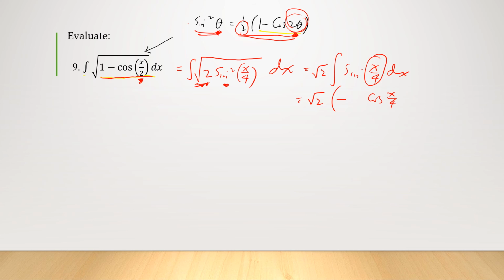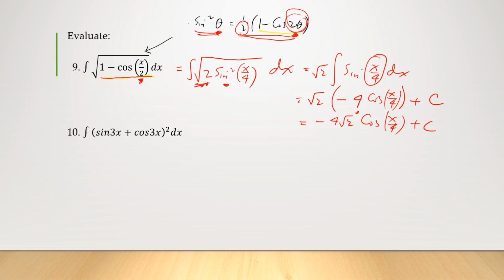But then for x over 4, the differential is dx over 4. So we need to write 1/4, and then the reciprocal is 4. That will figure out in the answer. Alright? And then plus c. So that is now equal to negative 4 square root of 2 cosine of x over 4 plus c.